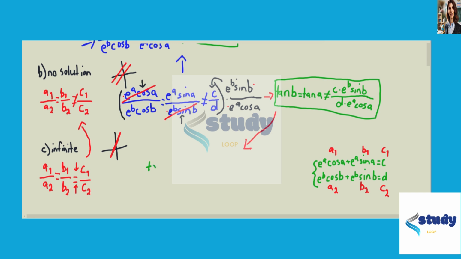So we're going to have tangent of b is equal to tangent of a, and it is equal to c multiplied by e to the power of b multiplied by sine of b divided by d multiplied by e to the power of a multiplied by the cosine of a. And we have officially completed this problem.